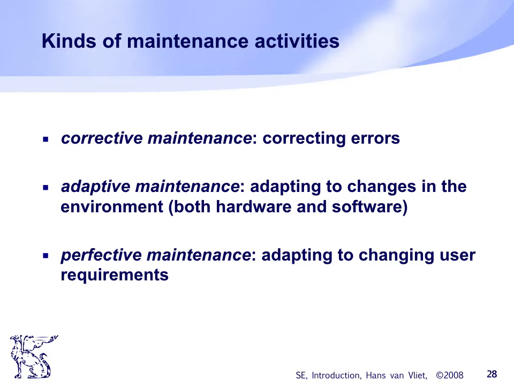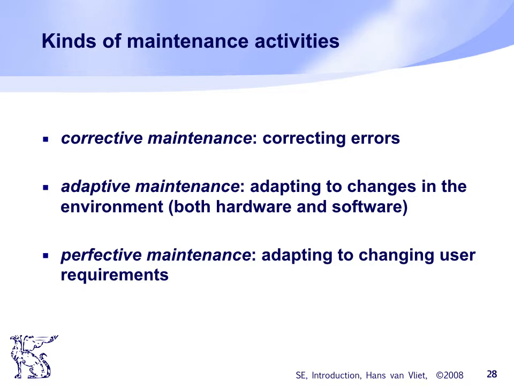The next one, adaptive maintenance, is adapting the software to changes in the environment, such as new hardware or the next release of an operating system or database. So if you want to adapt your system to a new operating system or to a new database system, those kinds of maintenance are called adaptive maintenance. And the next one is perfective maintenance.